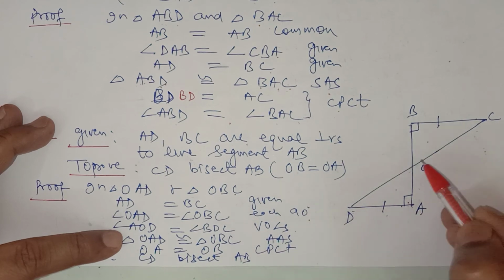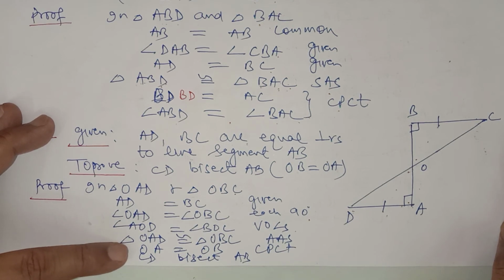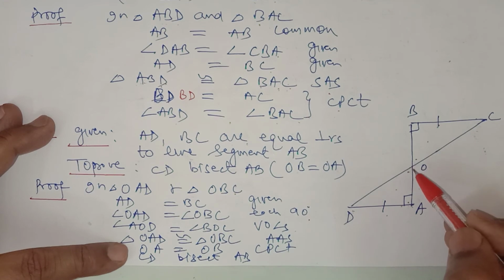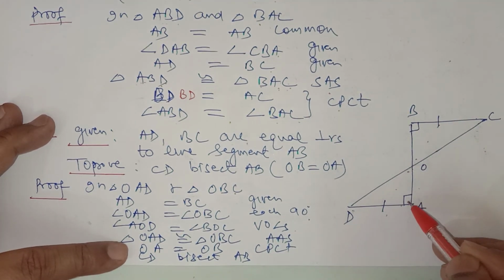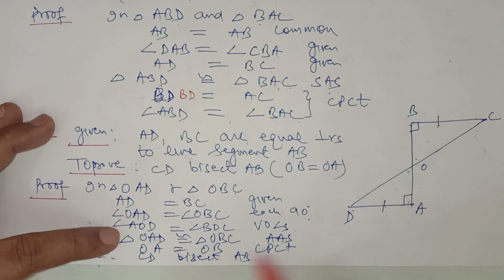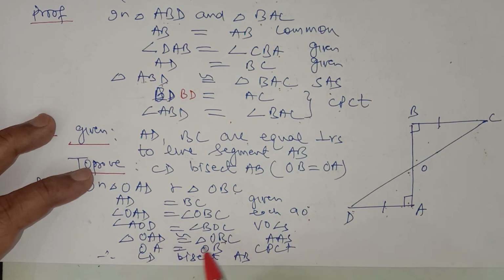They are vertically opposite angles. This angle is equal to this, they are vertically opposite angles. So we can prove that. We can write that triangle OAD is congruent to triangle OBC by the angle angle side congruence rule. So when they are congruent, we can write that OA is equal to OB, corresponding parts of congruent triangles.